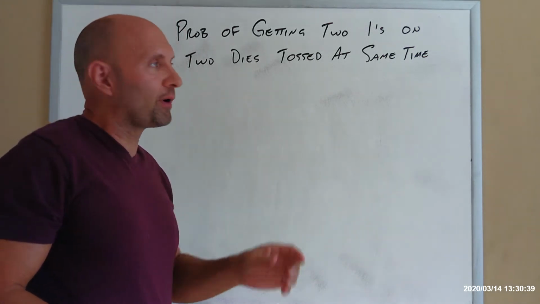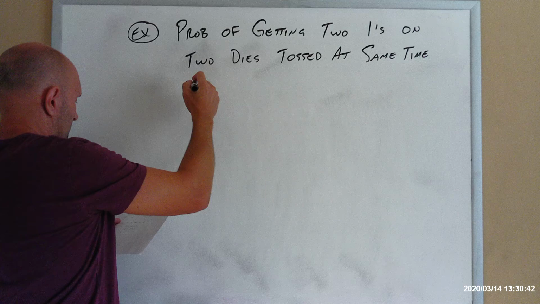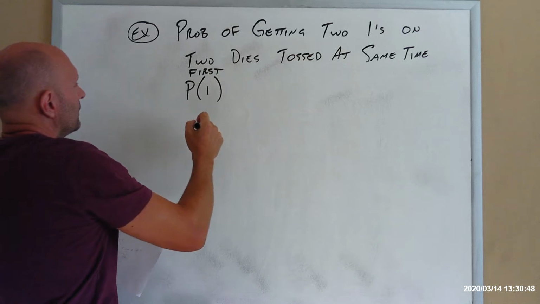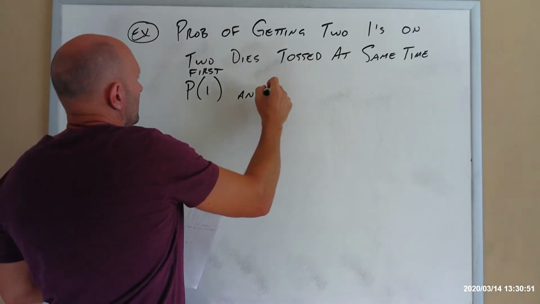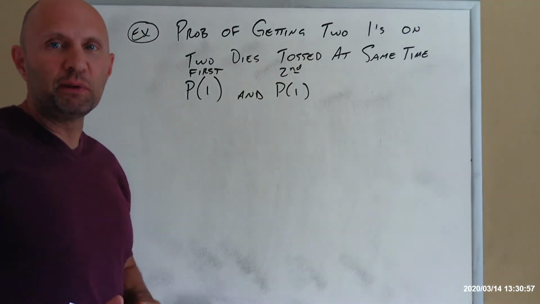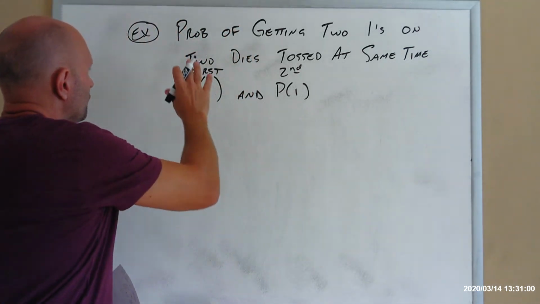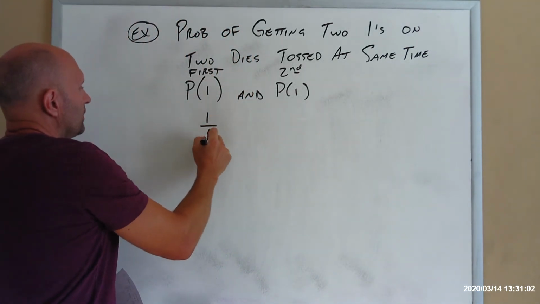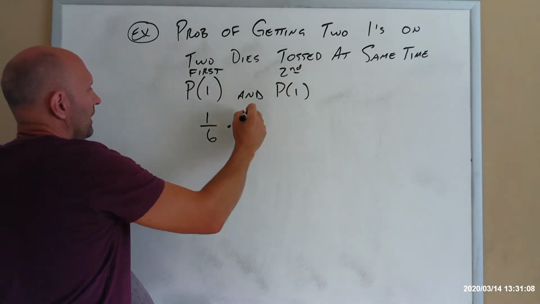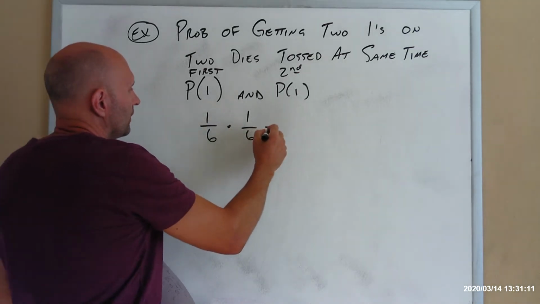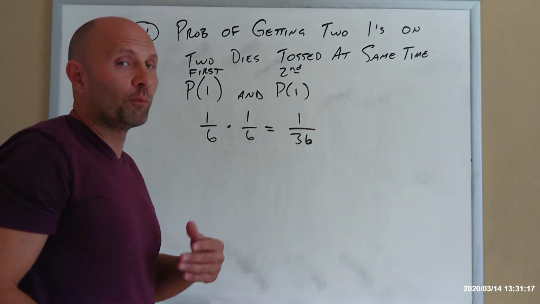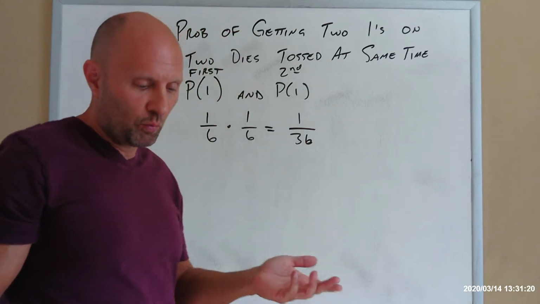So it's the probability of getting a 1, let's call this the first die, and the probability of getting a 1 on the second die. Well, "and" means what? "And" means multiply. So probability of getting a 1 on the first die is 1/6. Probability of getting a 1 on the second die is also 1/6. So multiply these. There's a probability of 1 out of 36 of getting a 1 and a 1.